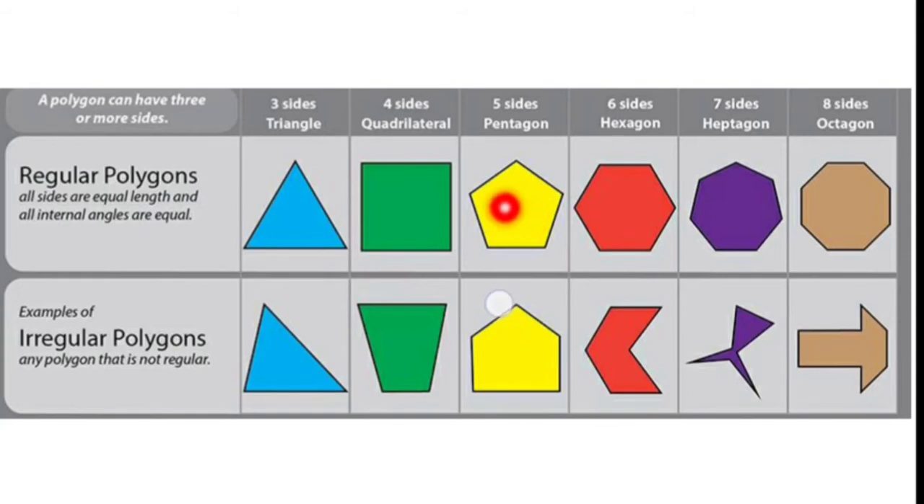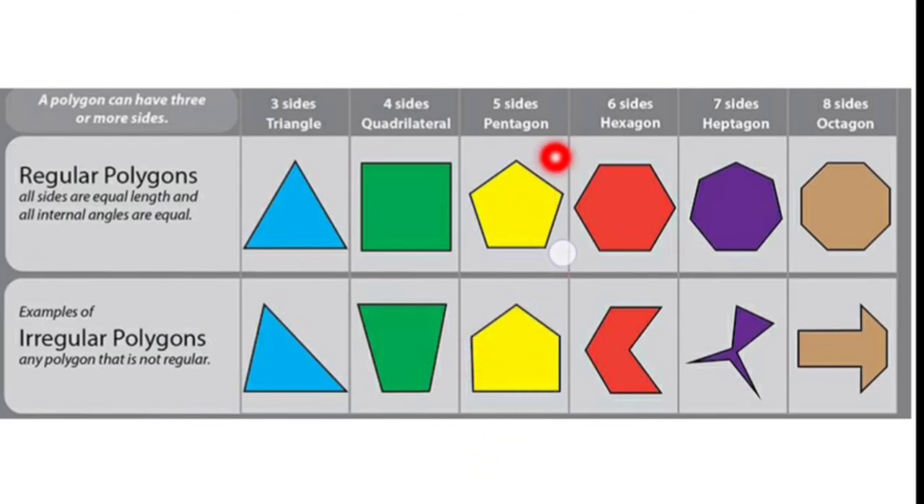Now look here, this is a 5-sided figure, 1, 2, 3, 4, 5, and all 5 are equal in measure. Then this is called a pentagon. What is it called? Pentagon. Penta stands for 5, and gon stands for figure. So a 5-sided figure is called a pentagon. And this is an irregular pentagon. Why? Because all 5 sides are of different measure.